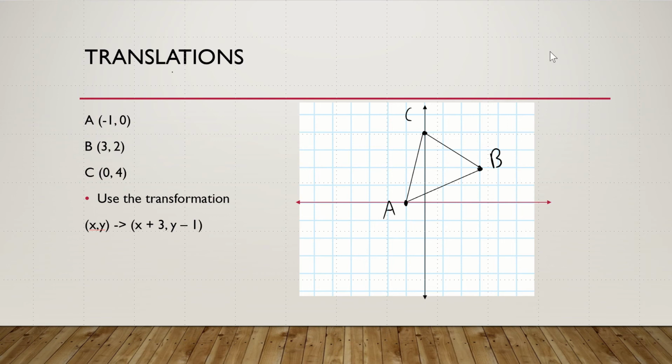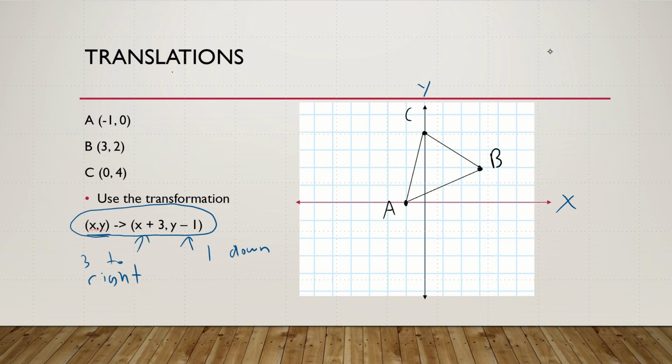So what does this mean? This means taking each xy point and adding 3 to each x and subtracting 1 from each y. Now remember that the x-axis is right here. That goes left to right. So if I add 3 to each x coordinate, you move each coordinate point 3 units to the right. And similarly, the y-axis goes up and down, so y minus 1 means you go 1 unit down. So for each xy point, you move it 3 to the right and 1 down.